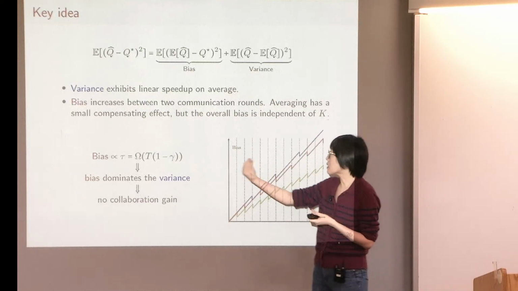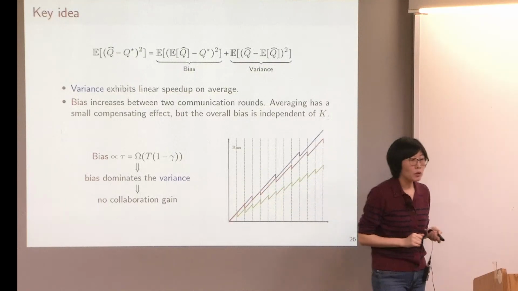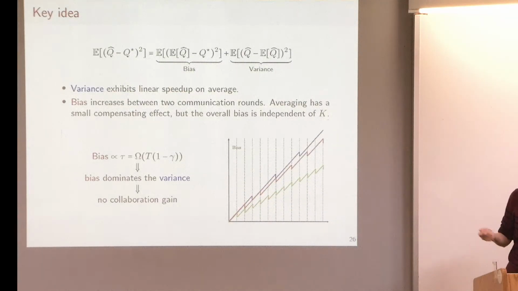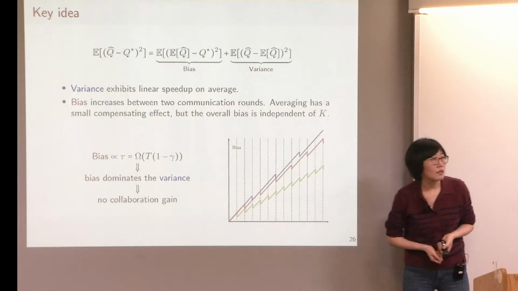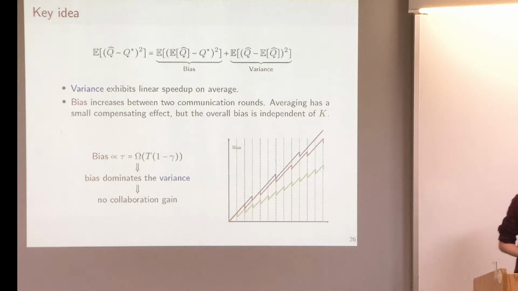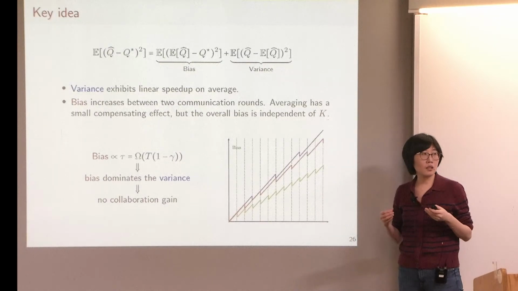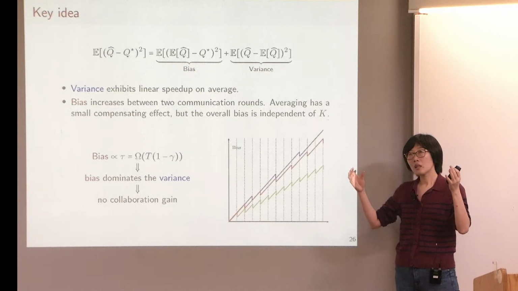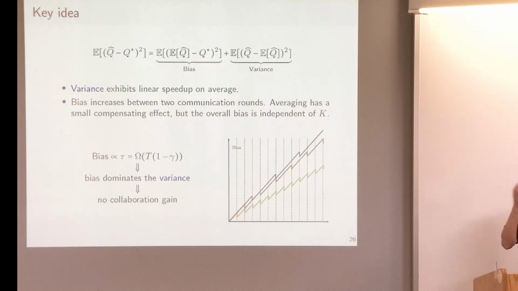As long as the bias actually dominates the variance, you will not be able to get any collaboration gain, because the bias is independent of the number of agents you have. So that's the high-level idea. In fact, the analysis we do here heavily leverages the lower bound analysis for the single-agent Q-learning setting. So you get a similar kind of long horizon barrier in both cases.